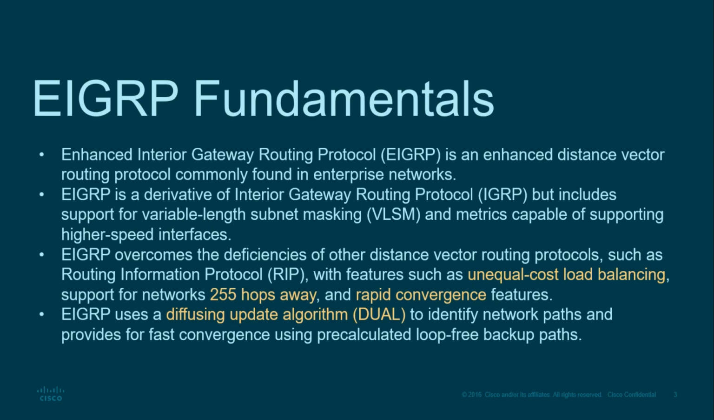So jenis EIGRP ni adalah distance vector, ataupun maksudnya cara dia calculate the metric. The best path adalah dengan menggunakan distance. We will learn that distance dalam EIGRP ni sebenarnya lebih kompleks sedikit lah, bukanlah seperti distance vector routing protocol RIP yang menggunakan hop count. So sebenarnya dia berasal daripada the first generation called Interior Gateway Routing Protocol ataupun IGRP.